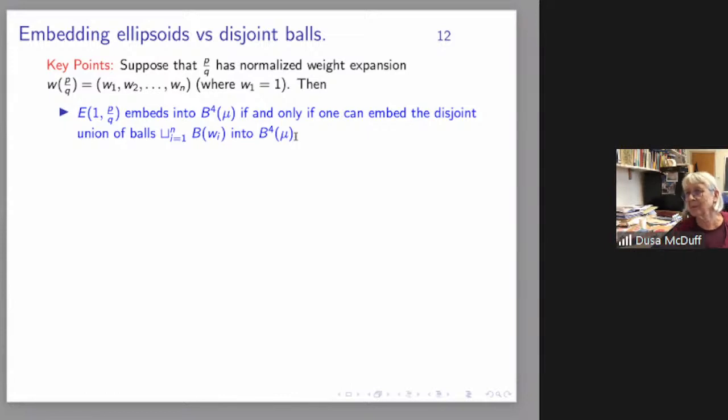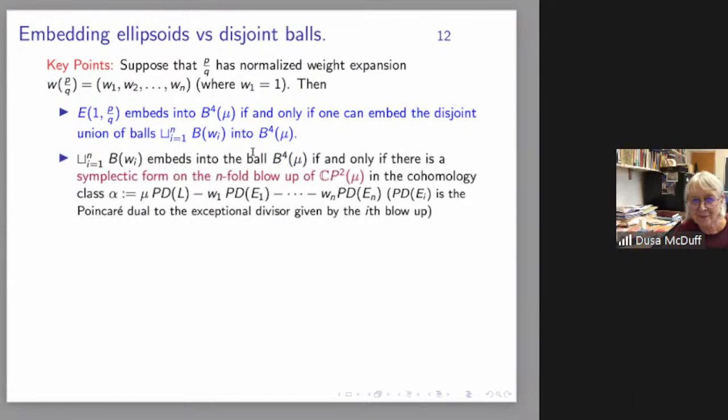I can't quite go into that, but that's a theory that Gromov introduced in his paper, and it is a foundation for a lot of this work. But anyway, this tells you a way of trying to embed ellipsoids into balls. You just try and figure out when you can embed balls into balls. Now, you might think that's not an improvement, but in fact, in the 90s, people worked out when you can embed a set of balls into a ball.